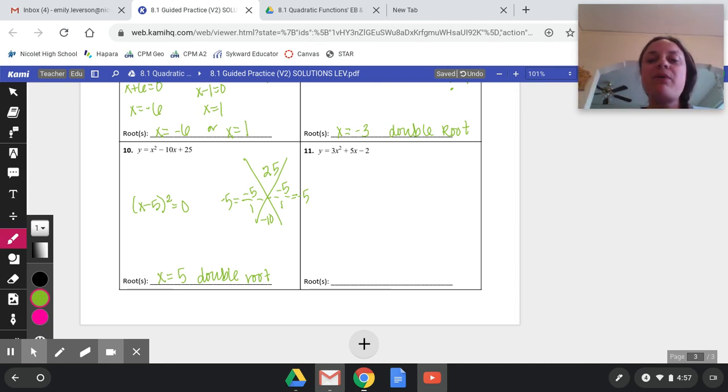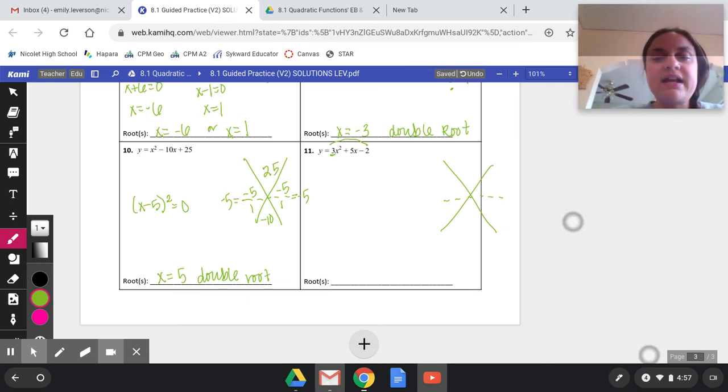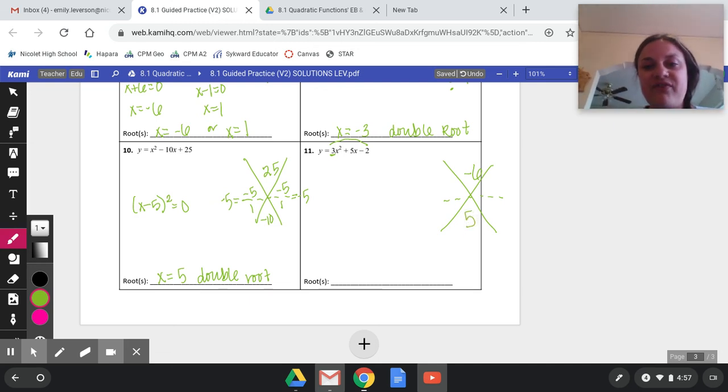Next, number 11, I wanted to go over together because this one is a little bit more challenging just because we have this 3 written in. Okay, so I'm still going to start with my cross and my dashed line in the middle, but now the difference is when I multiply those two outside numbers, 3 times -2 gives me a -6. And then my middle term is 5x, so the 5 goes there.